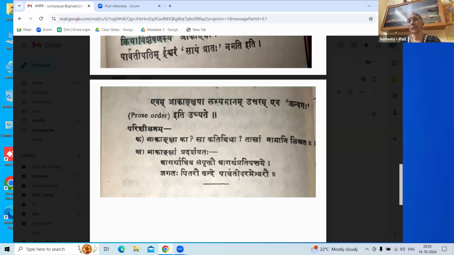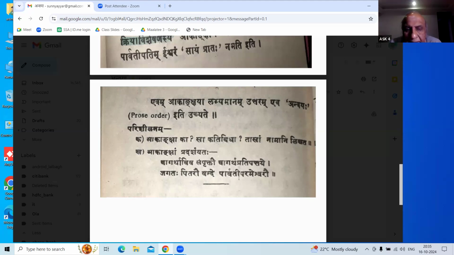Aham vande. Vande is when it is Parasmaipadi. Vandate, Vandete, Vandante. Vande, Vandavahe, Vandamahe. So Aham vande is Uttama Purusha. So the kartre would have to be Aham, so you have to use Kaha vande in this context. Kaha vande is Kau vande because Parvati Parameshwarau.